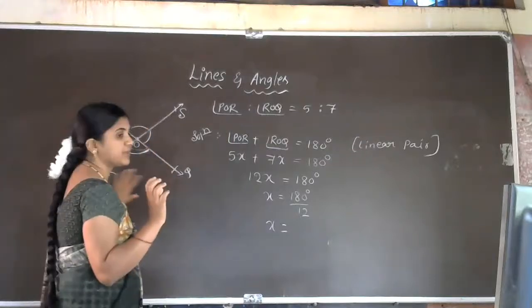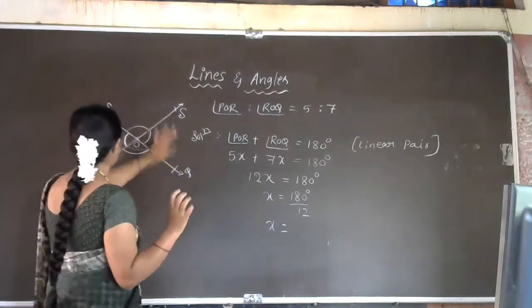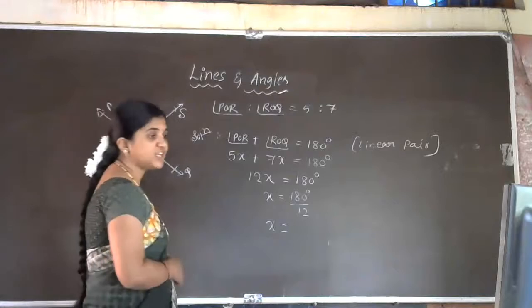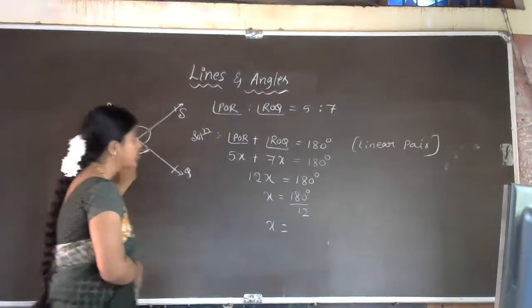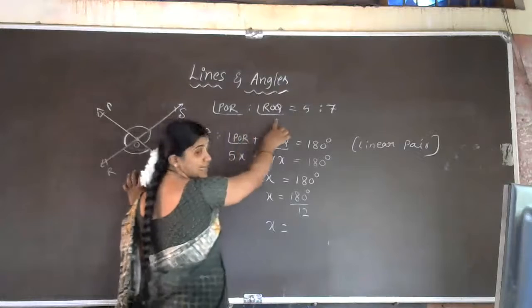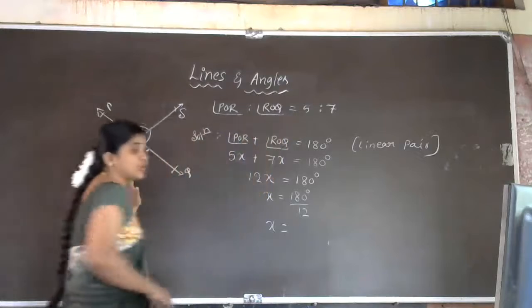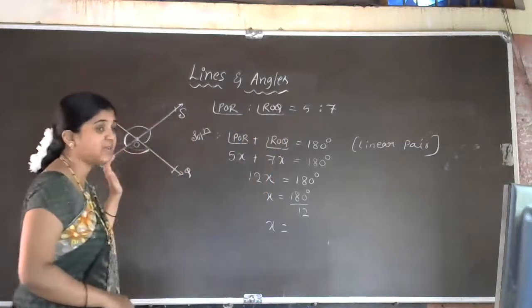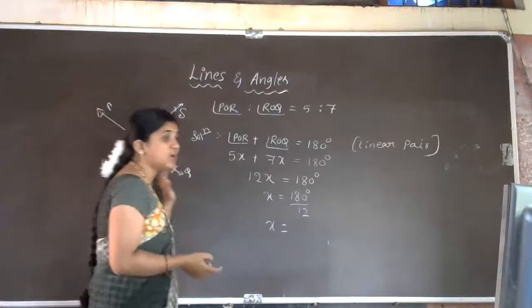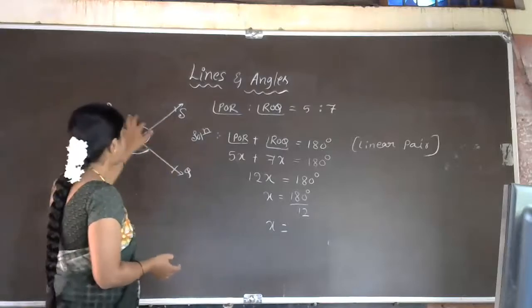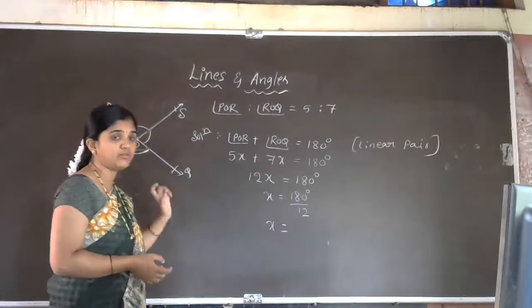Okay, so this is the figure given in the problem. PQ and RS lines intersect each other at one point O. Here angle POR is to angle ROQ is equal to 5 is to 7 is given. Using this given data, we have to find out all the four angles.